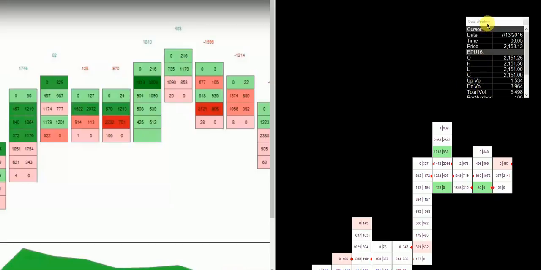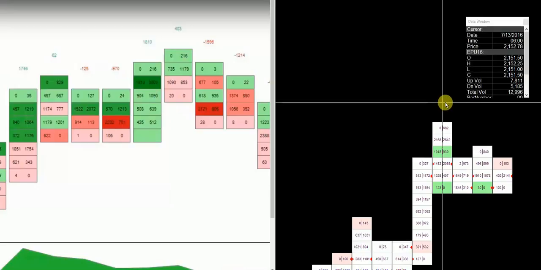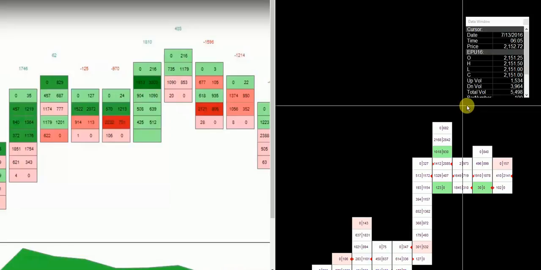This is the data window for multicharts.net, and when I hold my cursor over any of these columns, it shows the up-down volume for each respective column. As I move it to the left or the right, it reflects the final up-down volume. What I wanted to do is to dynamically update without having to hold my cursor over it.